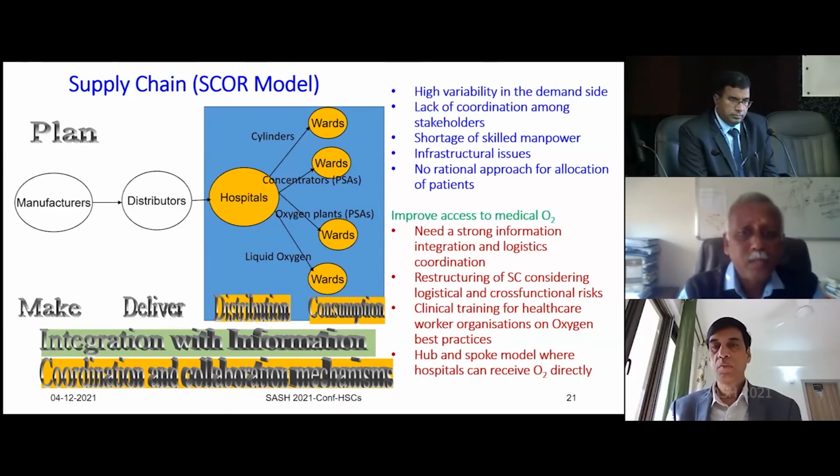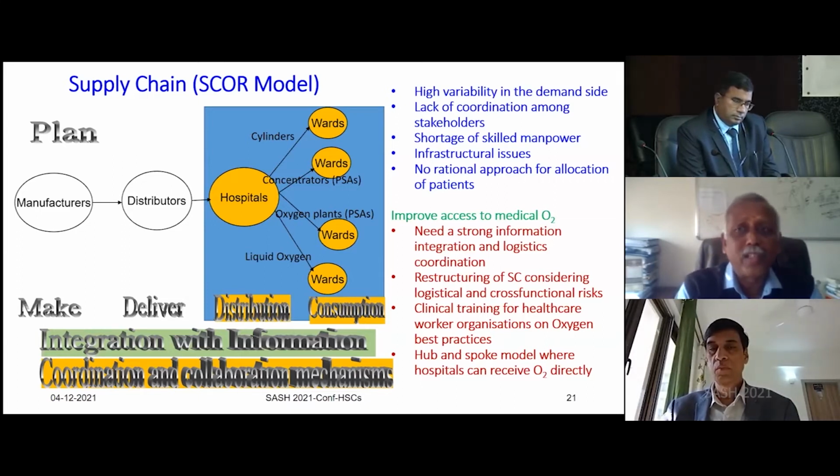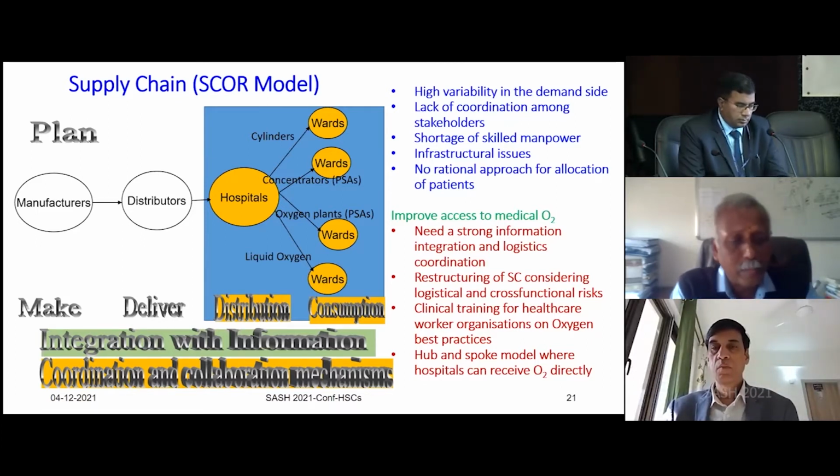In terms of healthcare supply chains, let me explain through the oxygen example. The high variability on the demand side and lack of coordination among stakeholders were really addressed by technology platforms. They knew what they were tracking, where the oxygen shortage was, where beds were available and where there was a bed shortage, and timely, efficient allocation of resources was possible only because of the technological advances in healthcare and allied fields.